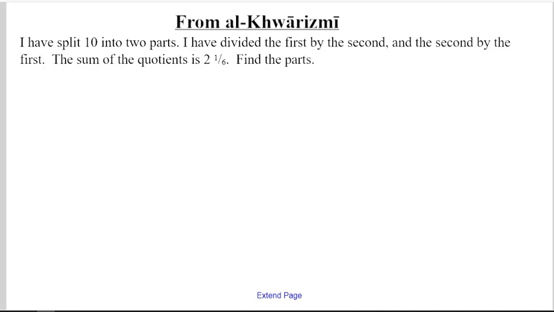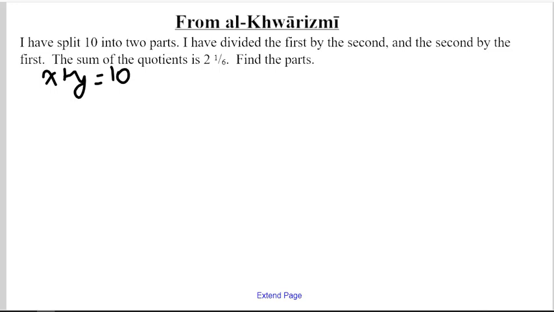All right, in this problem from al-Khwārizmī, I split 10 into two parts. If I think about that, it's like saying x plus y equals 10. Now, the thing I have to think about, though, is that I can't deal with two variables in this case.